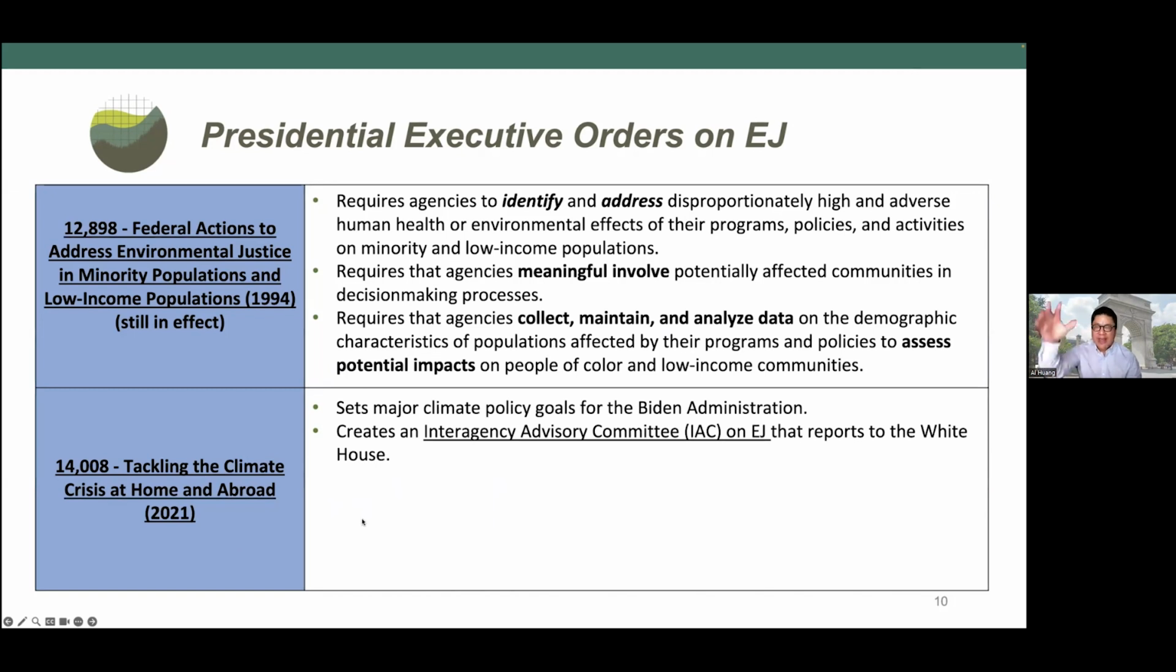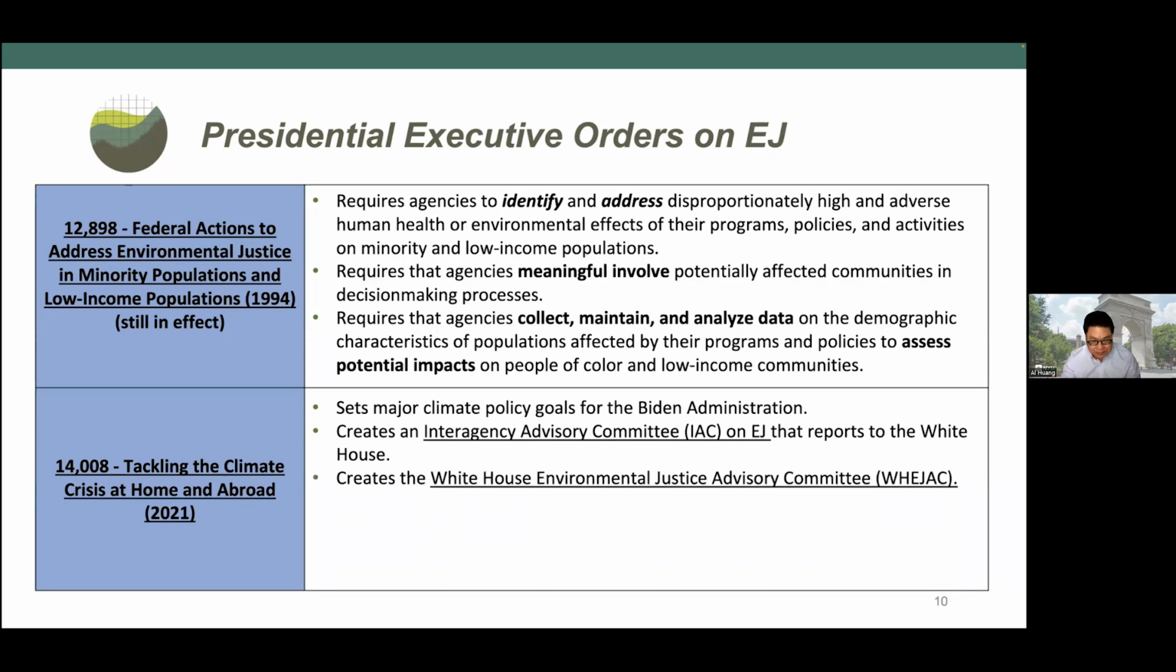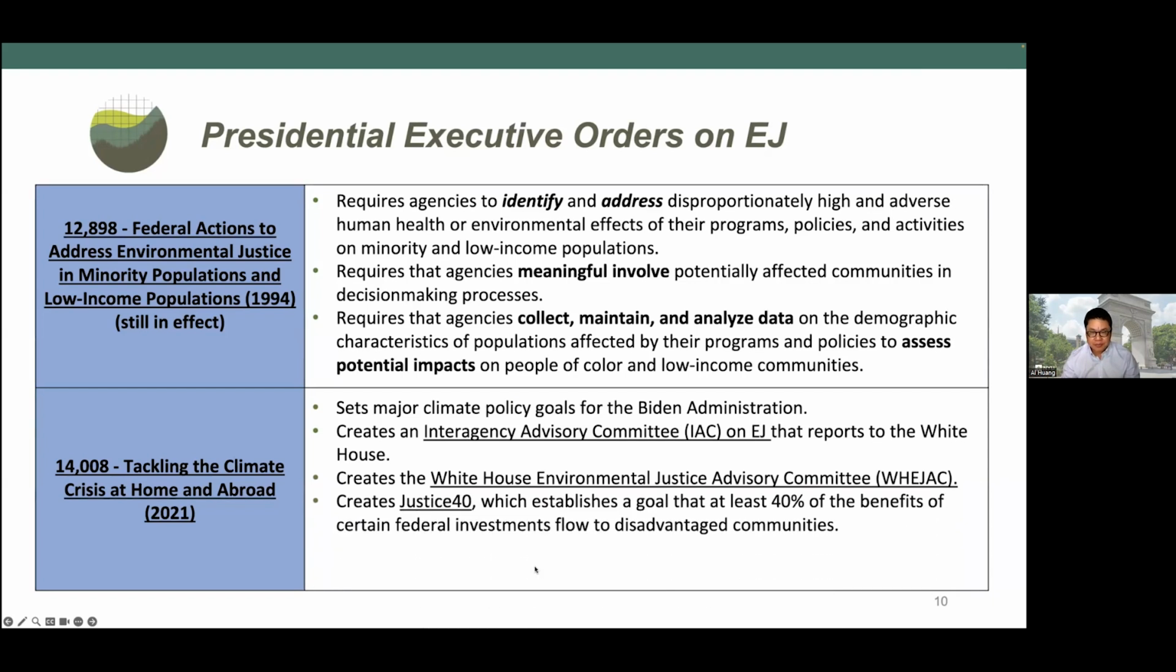What this 2021 executive order does is it centralizes some of that reporting to the White House to get more accountability. Because again, the executive orders come from the president and apply to the employees of the federal government, all the agencies. It also created the White House Environmental Justice Advisory Committee that reports directly to the White House as well. It also created Justice 40, which establishes a goal that at least 40% of the benefits of certain federal investments flow to disadvantaged communities.